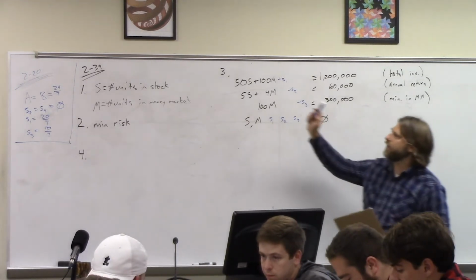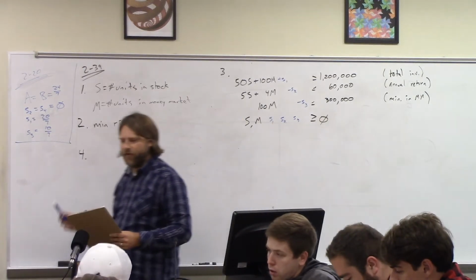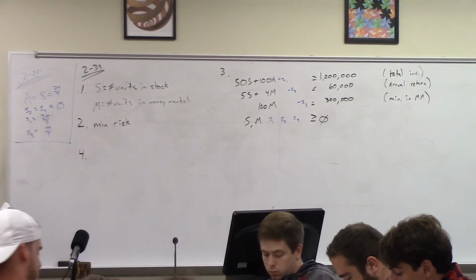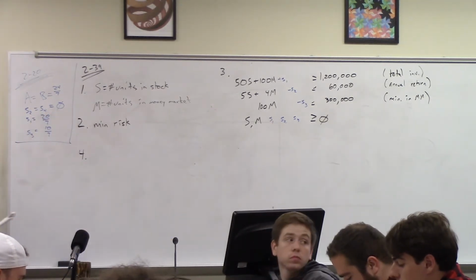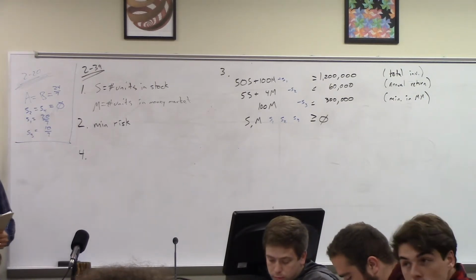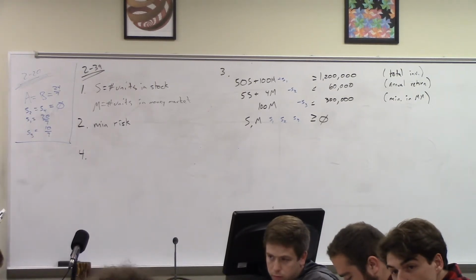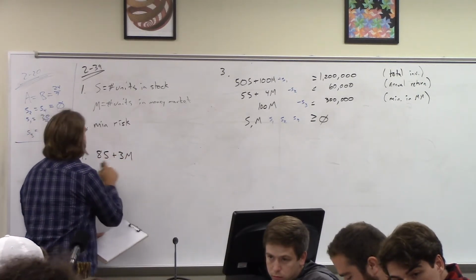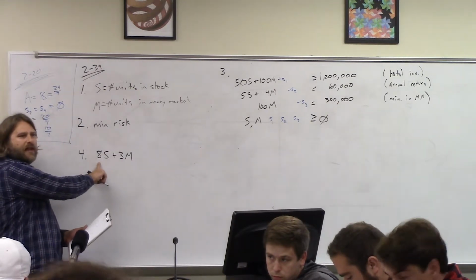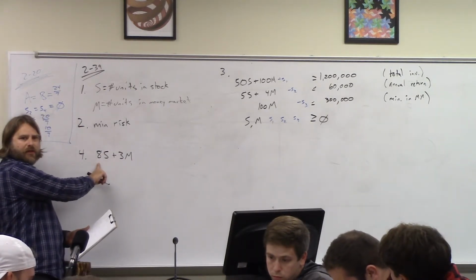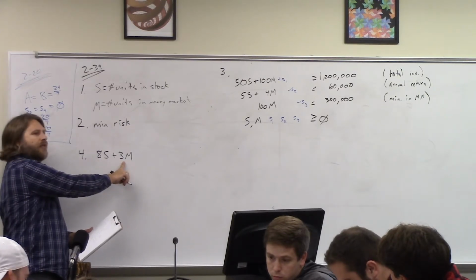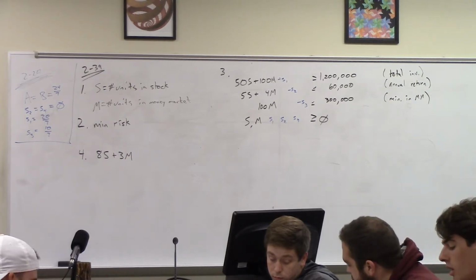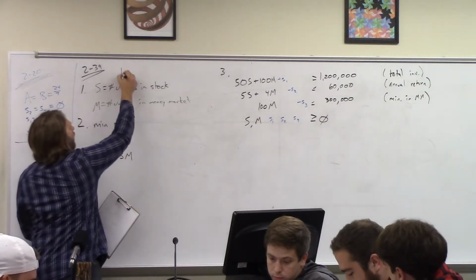So then we've got 1, 2, 3, 4. Step 4 then is minimize risk. So in the back corner, what's the equation for risk? 8S plus 3M. We said that's on a scale of 1 to 10, it's 8. We take a risk of 8 for each one, but we only take 3 for the money market. All right? So this is part A.